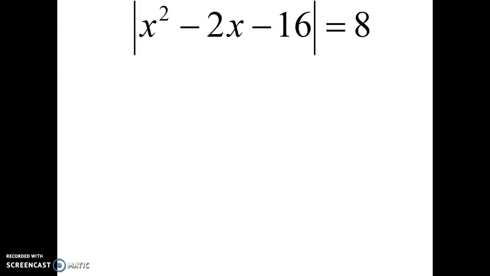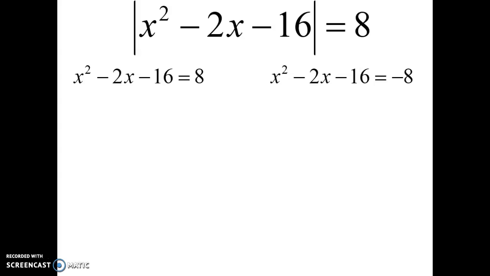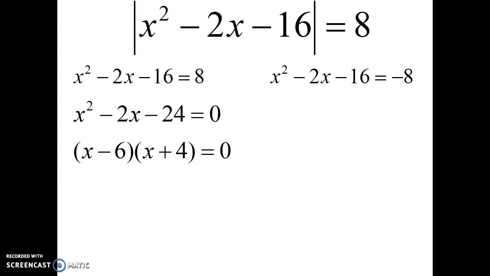All right, so hopefully you paused the video and tried it out on your own to see how you did. You're going to have two equations. One's going to have a positive 8 as an answer. One has a negative 8. If you factored it correctly when you solved it, you should get x minus 6 and x plus 4 as your factors. You solve them both, you get x equals 6 and x equals negative 4.